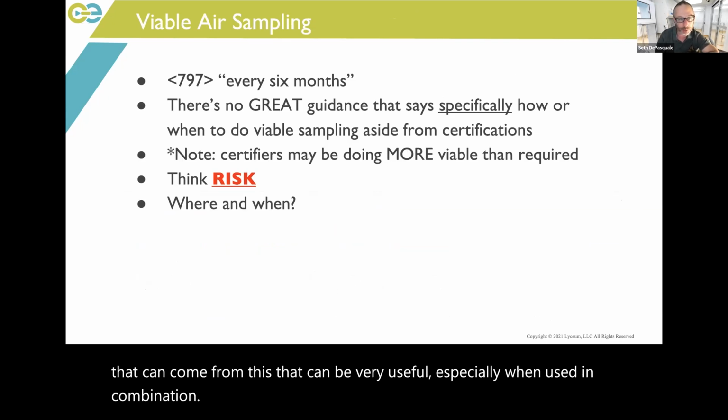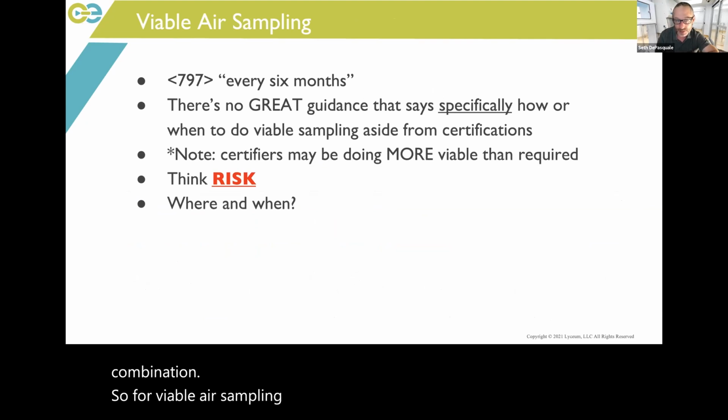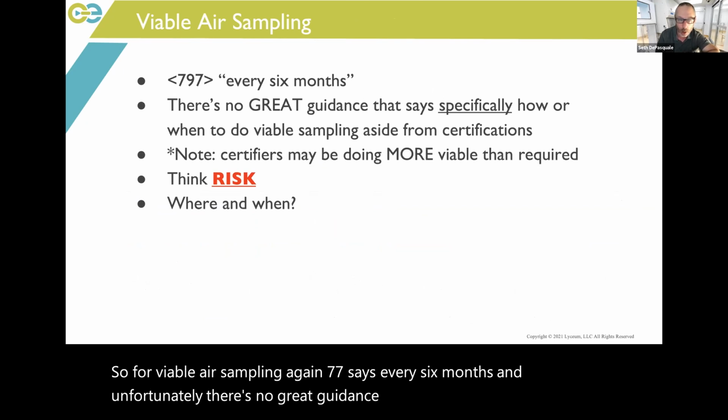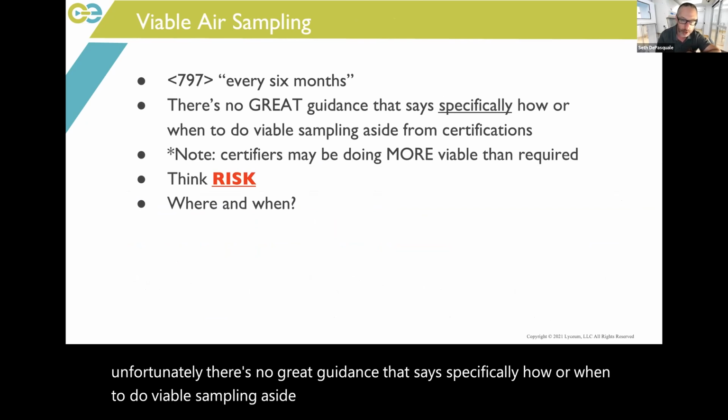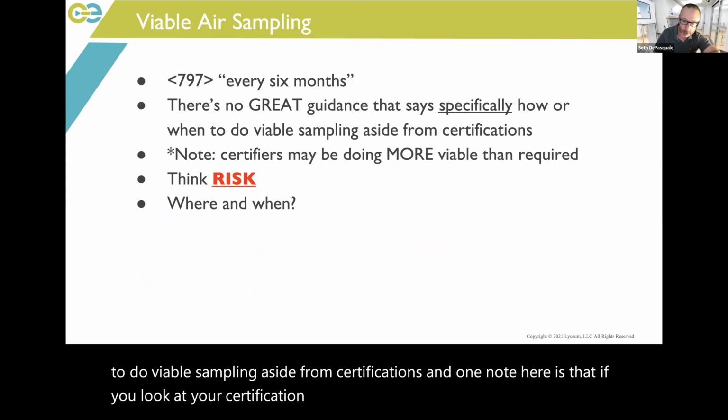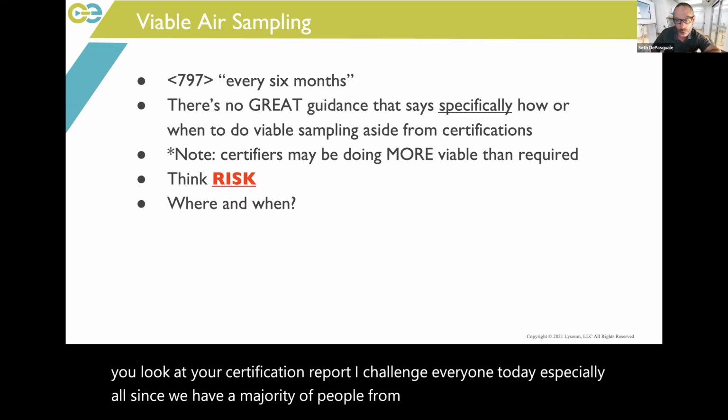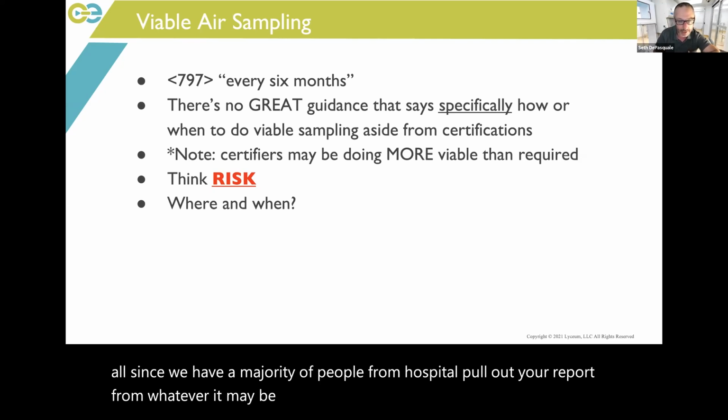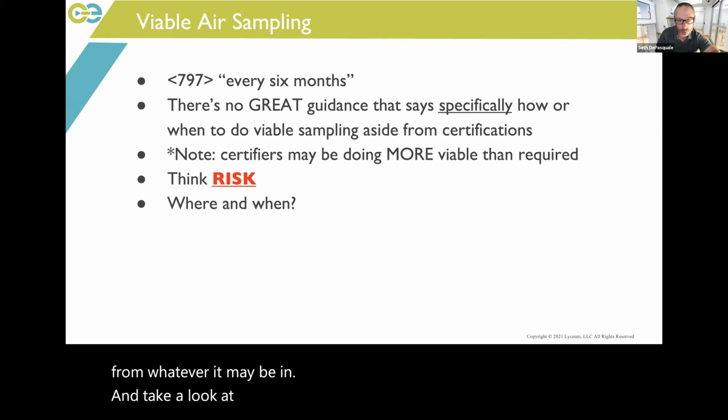So for viable air sampling, again, 797 says every 6 months. And unfortunately, there's no great guidance that says specifically how or when to do viable sampling aside from certifications. And one note here is that if you look at your certification report, I challenge everyone today, especially since we have a majority of people from hospital, pull out your report from whatever drawer it may be in, and take a look at it, look for the viable sampling, and ask yourself how many viable samples were taken.